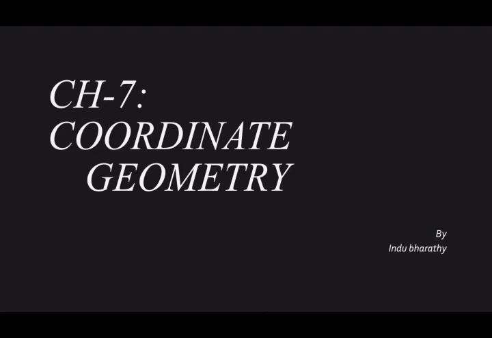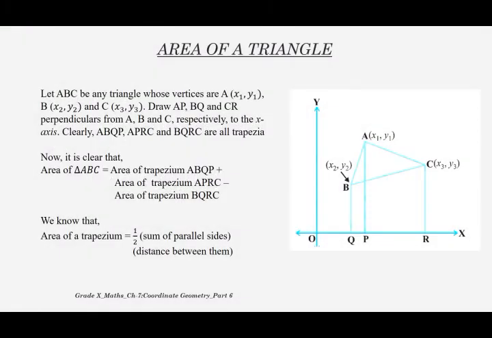Good morning. In this video, let us continue with chapter 7, coordinate geometry. Now, we'll see how to find the area of a triangle. You already know area of a triangle is half base into height. And if it's an equilateral triangle, root 3 by 4 a square.